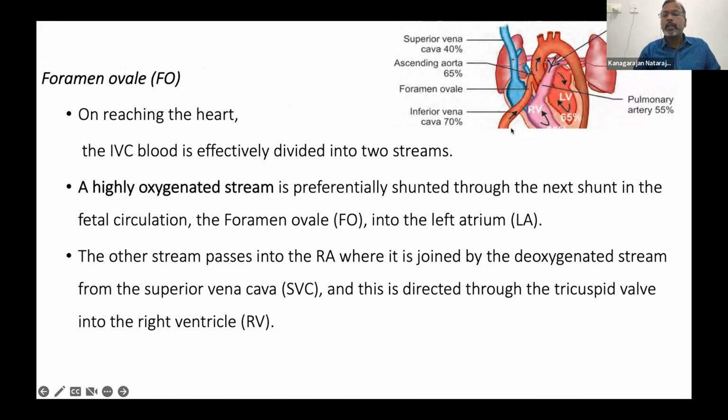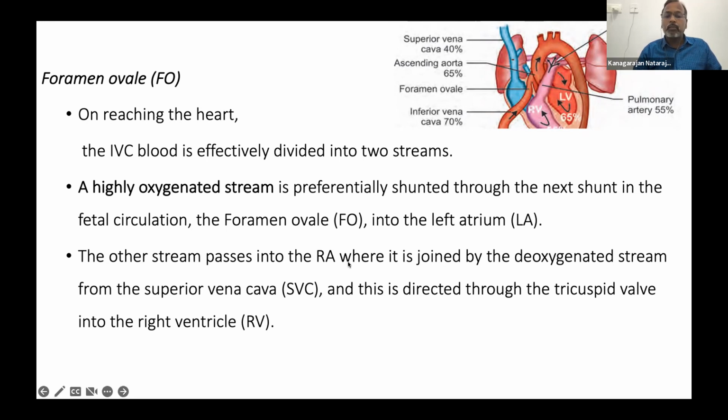So on reaching the heart, that is how the IVC is streaming. The highly oxygenated stream is shunted through the next shunt, the foramen ovale, into the left atrium. This is the right atrium, and this is going to the left atrium. So it crosses into the left atrium, comes to the LV and gets ejected into the aorta, supplying the brain and the coronaries. So the highly saturated blood goes to the organs which need the highest level of oxygen.